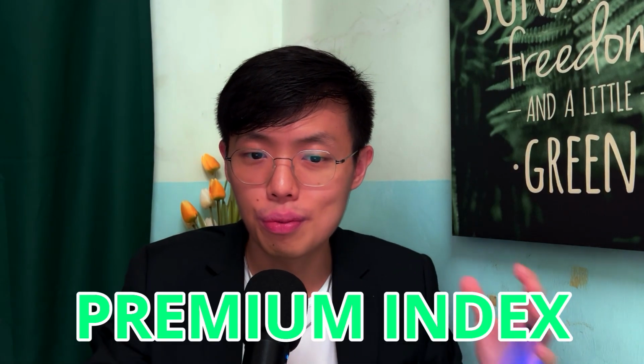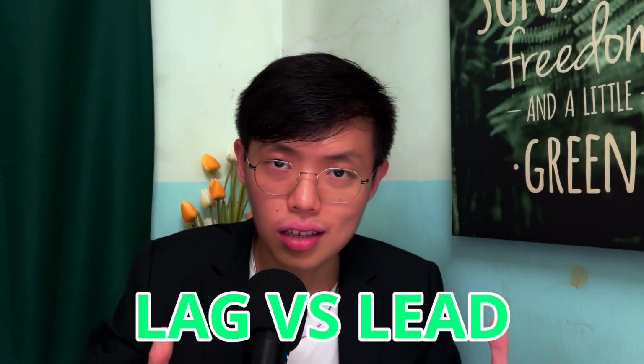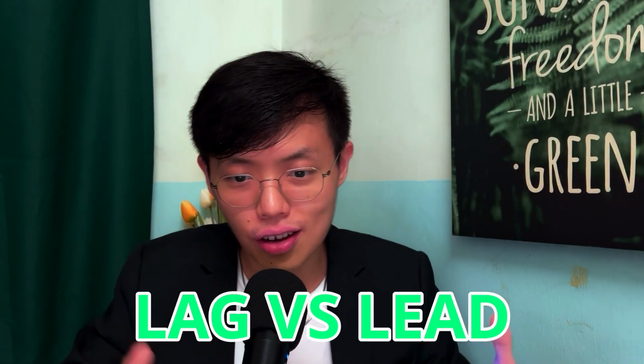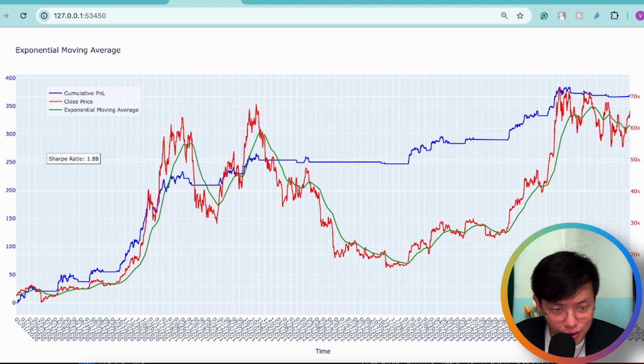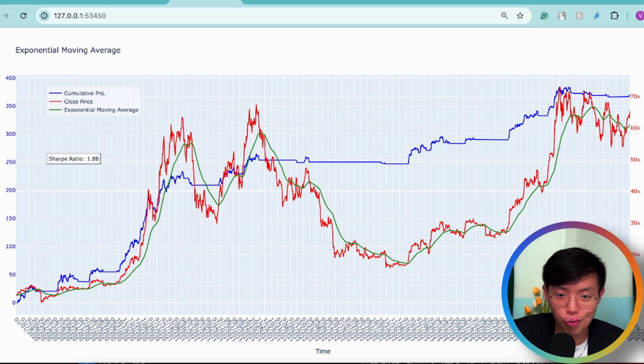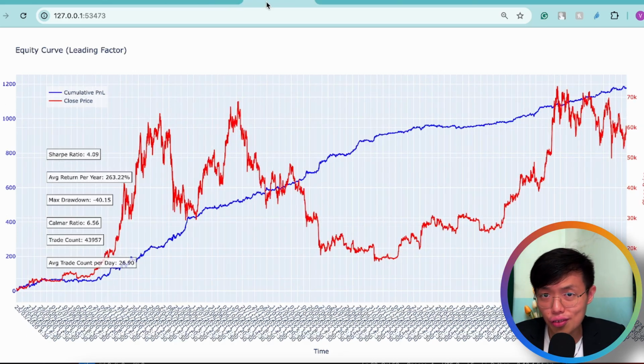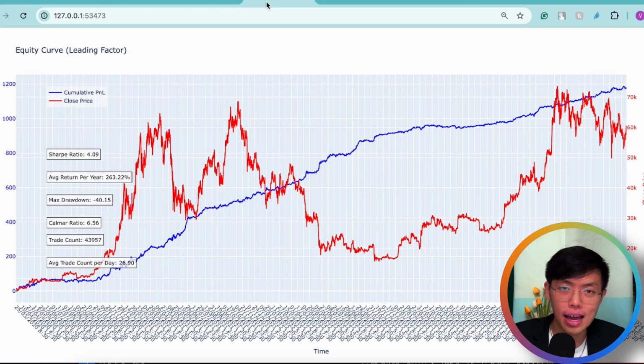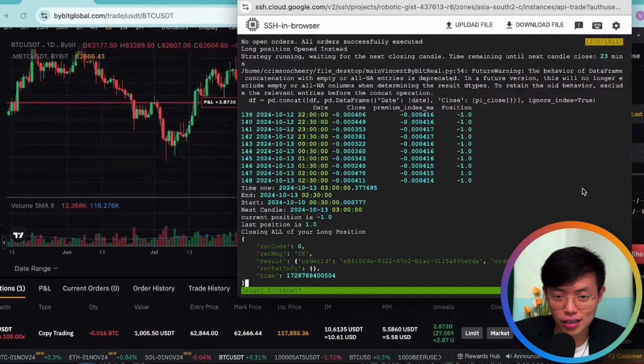Another data that's even better than funding rates is the premium index. The premium index is actually used for calculating the funding rate, which I'm going to explain in another video. In this video, I just want you to know the difference between lagging data and leading data. Lagging data you can trade as well. You can still get a very high Sharpe ratio and around x4 in 4 years. But if you use the premium index or any other leading factor, you can have a better algo, as I'm showing you right now. I'm trading right here and running this algo.